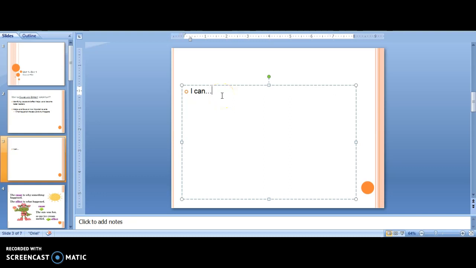For this unit, our objective, or our I can statement, is I can determine the difference between cause and effect. Later on in this unit, we will be getting more in depth as to the cause and effect in different stories, but today we strictly want to focus on the definitions of cause and effect, and we will go over some small scenarios.